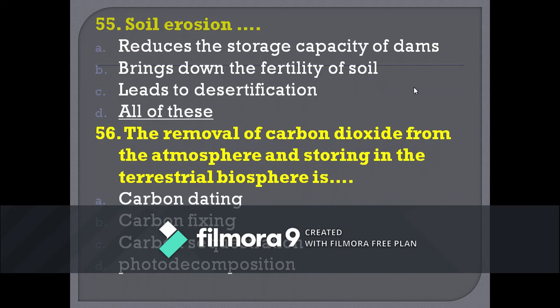Okay, now let us take up question number 56. The removal of carbon dioxide from the atmosphere and storing it in the terrestrial biosphere is known as, option A, carbon dating, B, carbon fixing, C, carbon sequestration, D, photo decomposition. So the right answer here is carbon sequestration. What happens here is the carbon in the carbon dioxide is fixed into the carbohydrate or food or the organic compounds which are synthesized by the photosynthetic organisms.